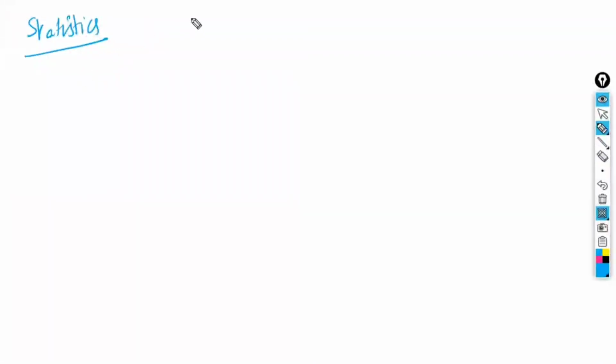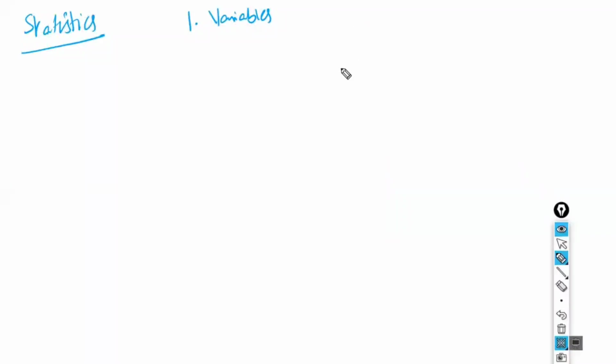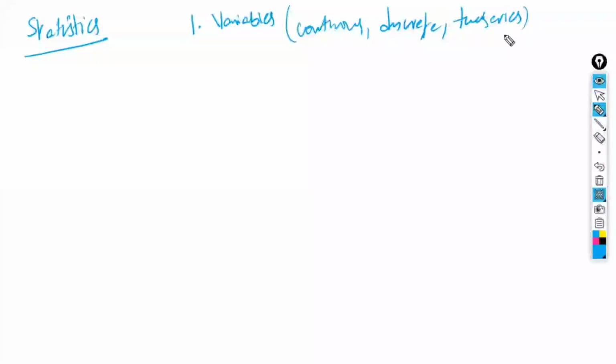So let's have a small recap of whatever we have done in the last class. First, we have done the different types of variables we are having. We have seen the different types of variables, and in that, we have seen continuous, discrete, and time series. Majorly, any particular variable will be divided into three parts: continuous, discrete, and time series, where discrete and continuous are with respect to cross-sectional data and time series data.